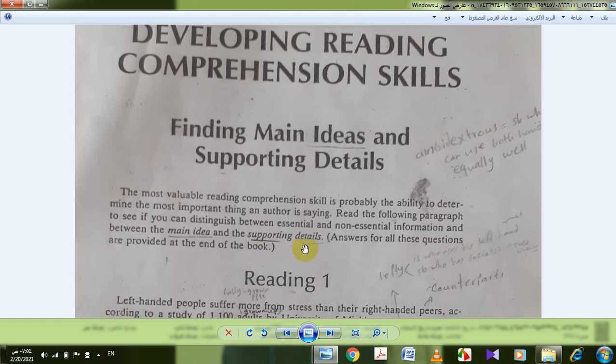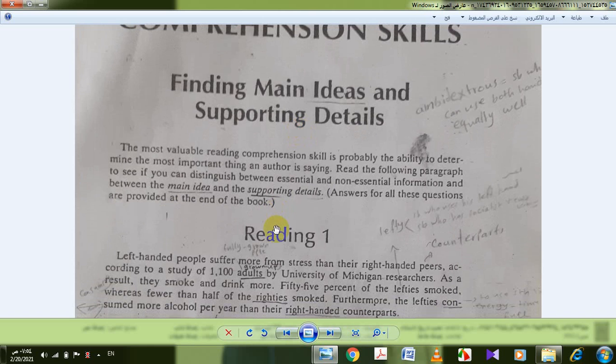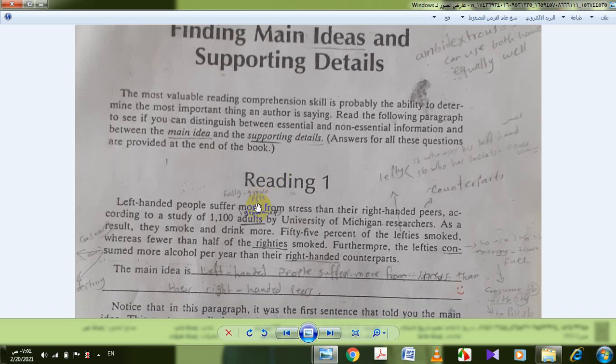Supporting details, as the name implies, are supporting sentences such as facts, figures, statistics, examples, which come in the body of the paragraph to guide us to a full understanding of the main idea. So they clarify, expand, and illustrate the main idea. They support the main idea. So I think we are done with the difference between the main idea and the supporting details.